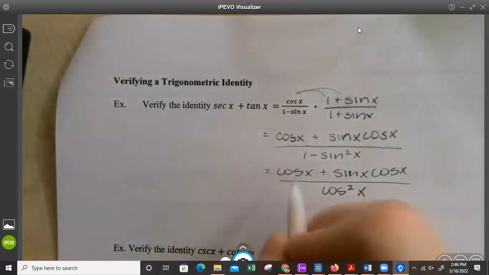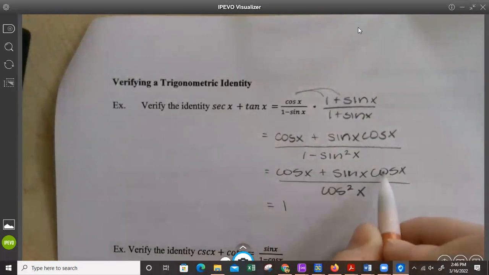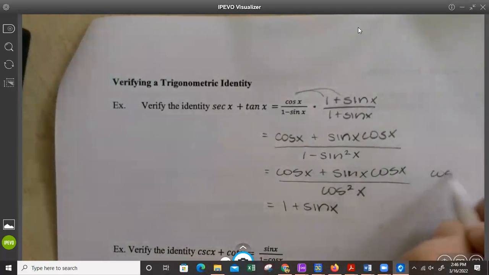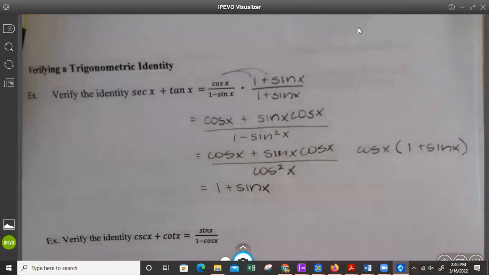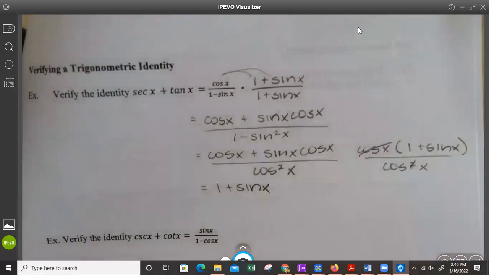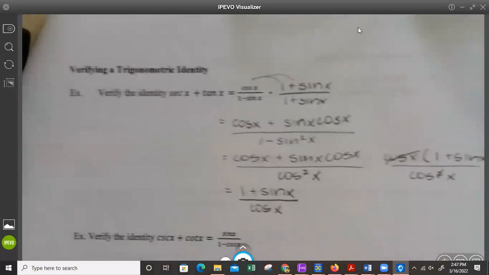So if I cancel out 1, what's cosine over cosine? 1. Sine cosine over cosine is just sine. Don't think about it too much. If I took out the cosine x right here, it would leave me with 1 plus sine x. Everybody understand what I'm saying? Over cosine squared x, and that would cancel out one of them. So you're left with 1 plus sine x over cosine x.